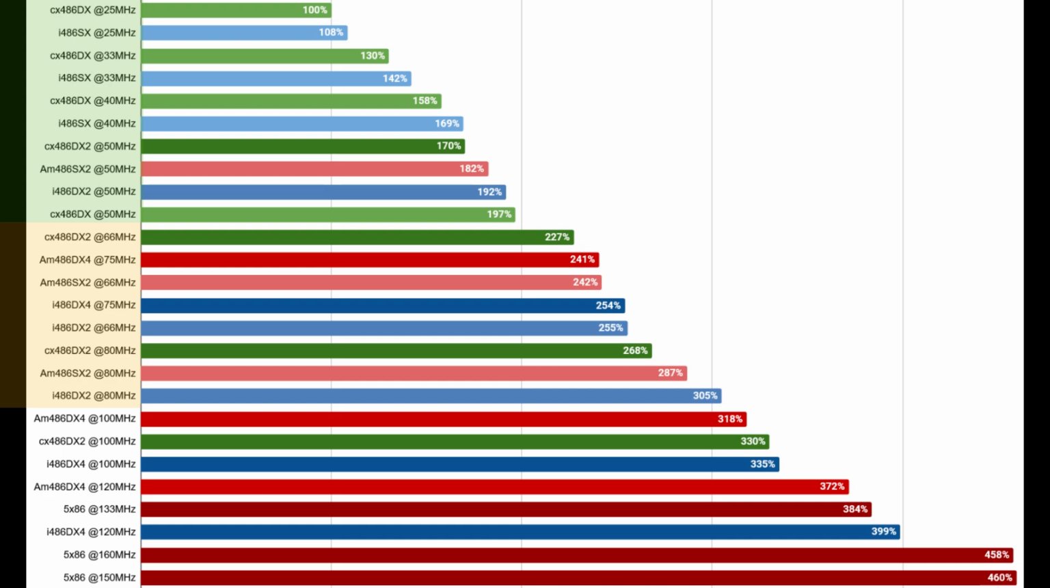It is interesting to see that the SX CPUs are not slower than the DX CPUs. The reason behind is very simple. There were just a few programs using the FPU, so it made not a big difference.